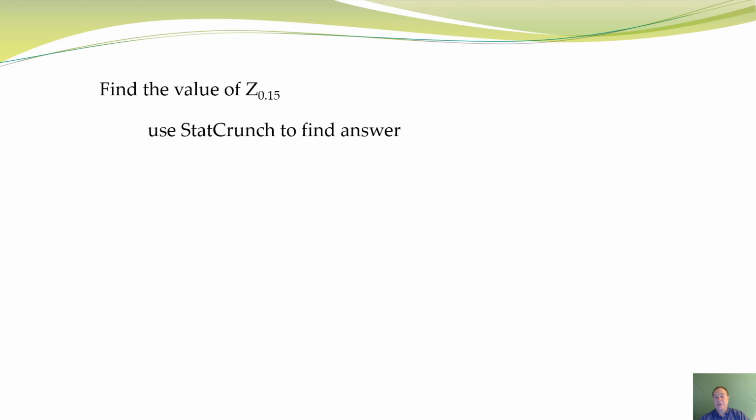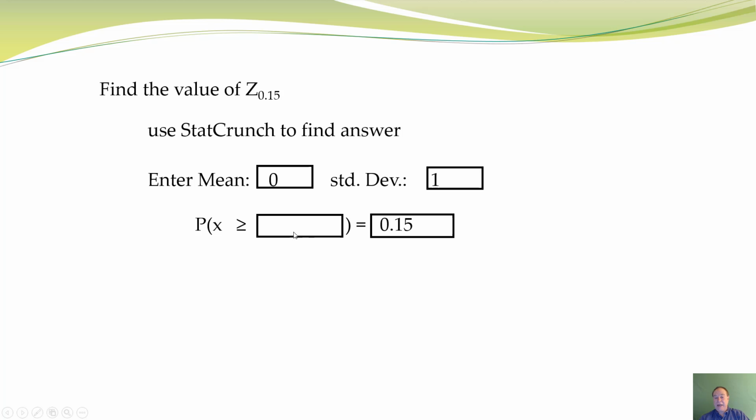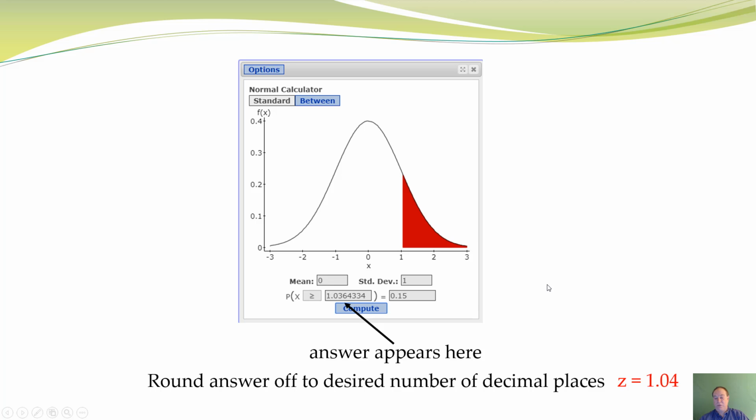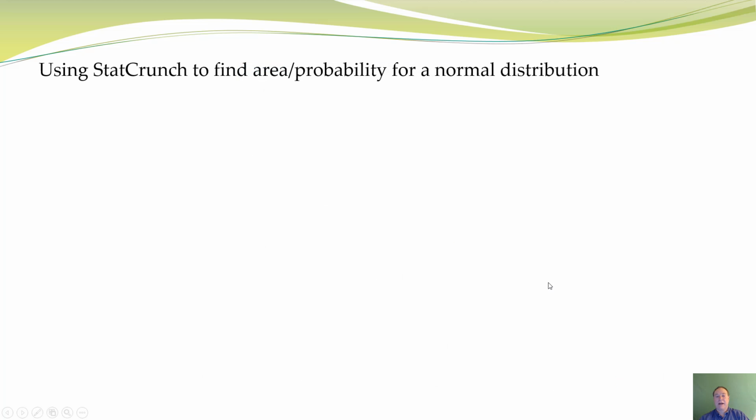Well, use StatCrunch to get your answer. The mean is 0, standard deviation 1. I want the area to the right to be this, 0.15. So I pick greater than or equal to. And then I put 0.15 in for the answer. Click compute. And here would be my answer. 1.036, so rounds off to 1.04. Okay, by using StatCrunch.